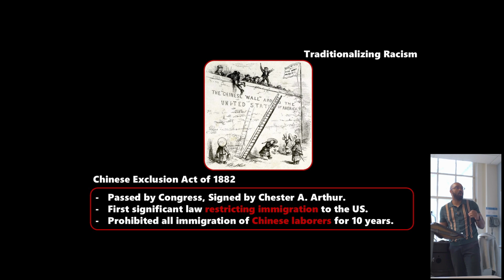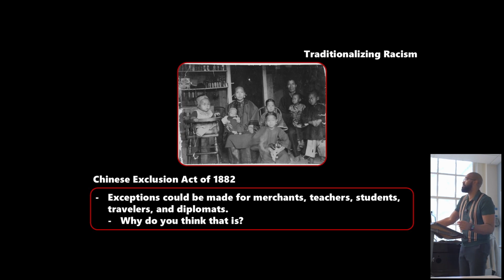Okay. So part of the Chinese Exclusion Act meant that there could be exceptions, right? Exceptions could be made for merchants, for teachers, for students, for travelers, for diplomats, okay? These kinds of people can come to the US, but you can't be a citizen, you can't own land, you can't do those things. Why do you think they would make exceptions for these kinds of people?